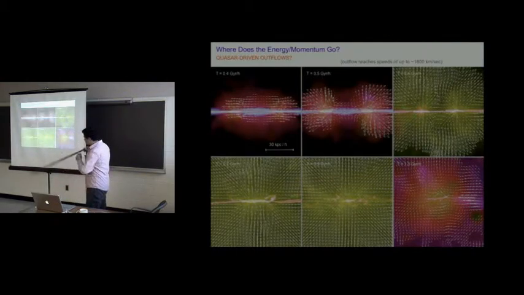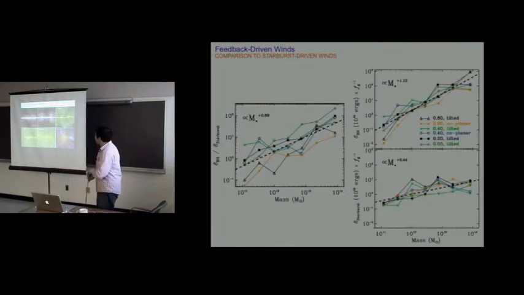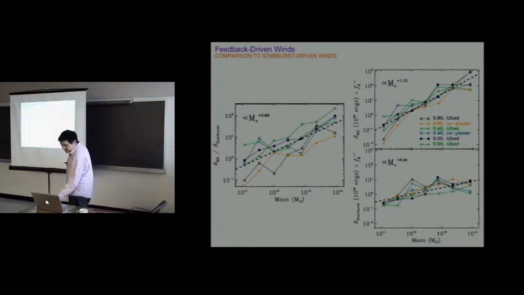So let's talk about the feedback effects itself in the last few minutes of this talk. Where does this energy and momentum go? You can get these outflows. This is just a velocity map in the simulations of the gas flowing out.